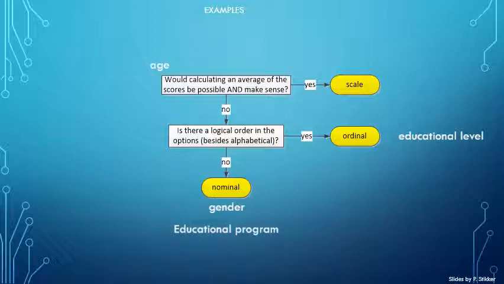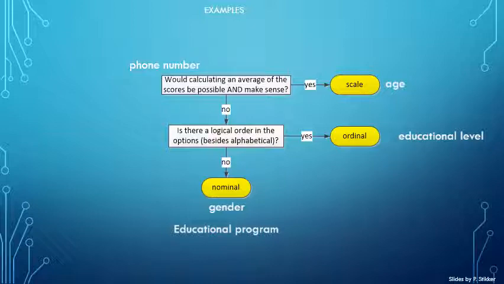Now, if we would ask people their age, it would be possible to calculate an average of those ages, and it would also make sense, like what's the average age of a student, for example. So that's a yes, so that means that's a scale variable.